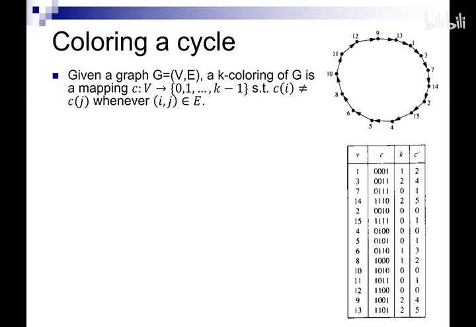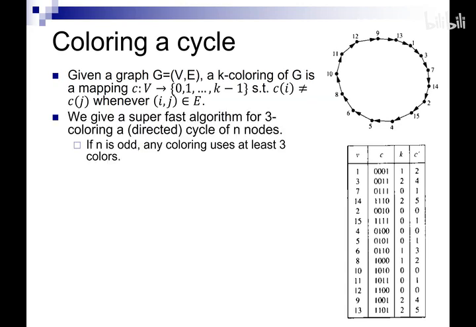Okay, so today we're going to look at how to color a cycle. This algorithm is only going to work on a cycle graph, but we're going to see that this algorithm is very, very fast. And furthermore, even though a cycle is a very special type of graph, by coloring the cycle, we can use this algorithm as a subroutine in some other important algorithms. So we're going to look at a super fast algorithm for 3-coloring a cycle.